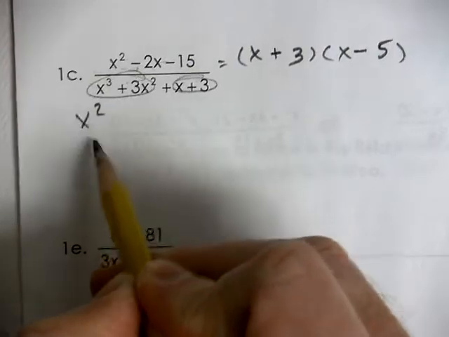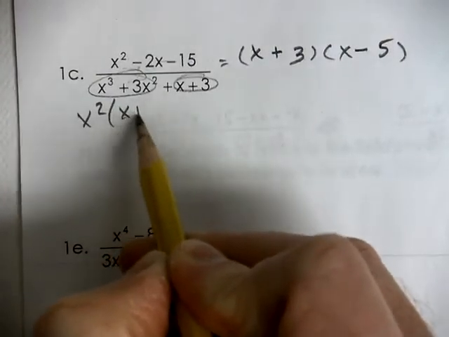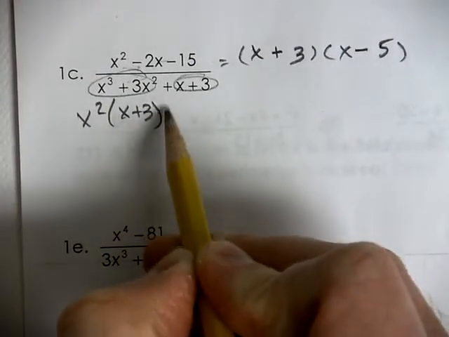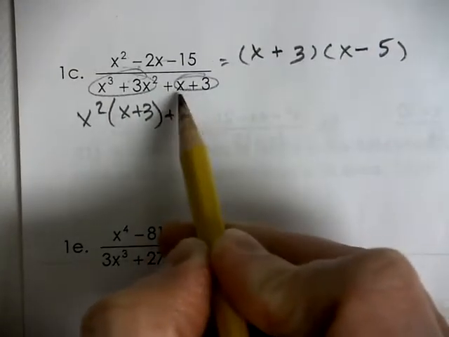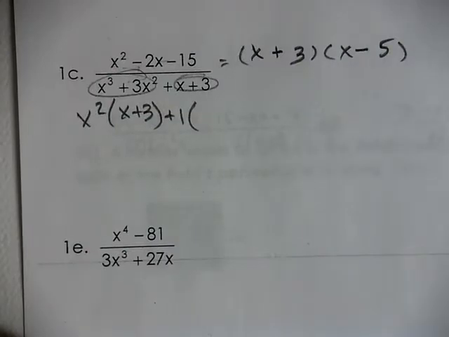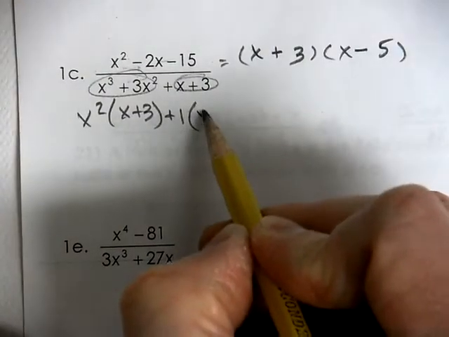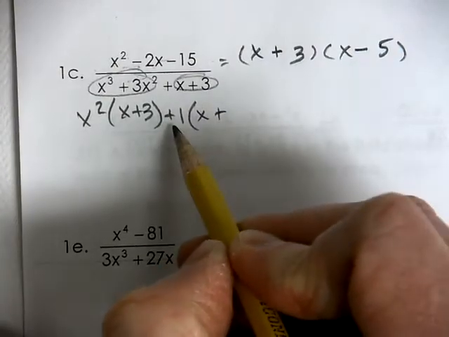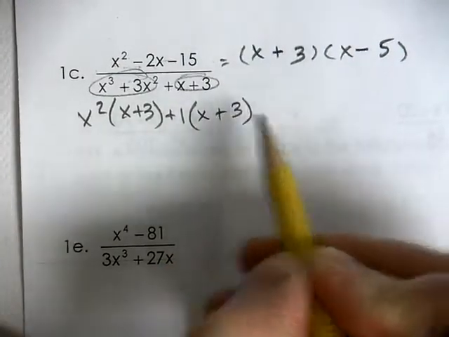We would pull out our x squared. That would leave us with an x plus a 3. Bring down your sign. The only thing that factors out of this is a 1. You got to pull something out. You got to have a placeholder. So 1 times x and positive 1 times positive 3.